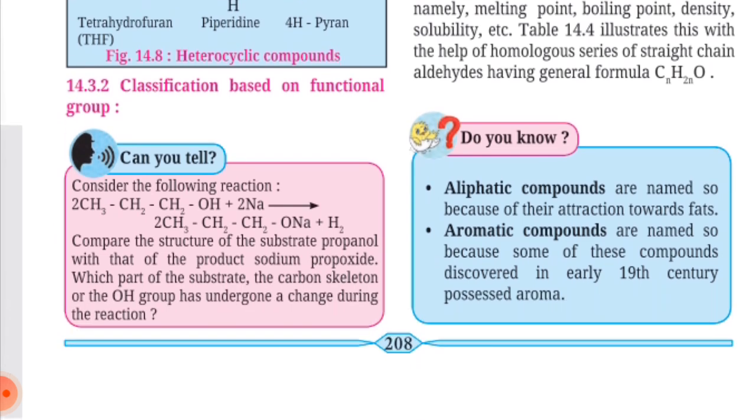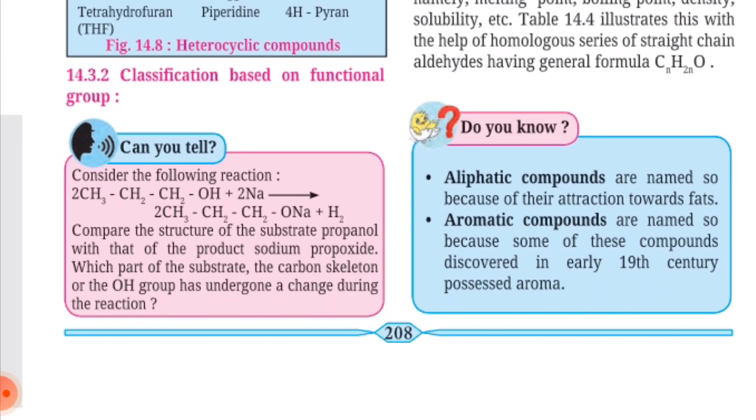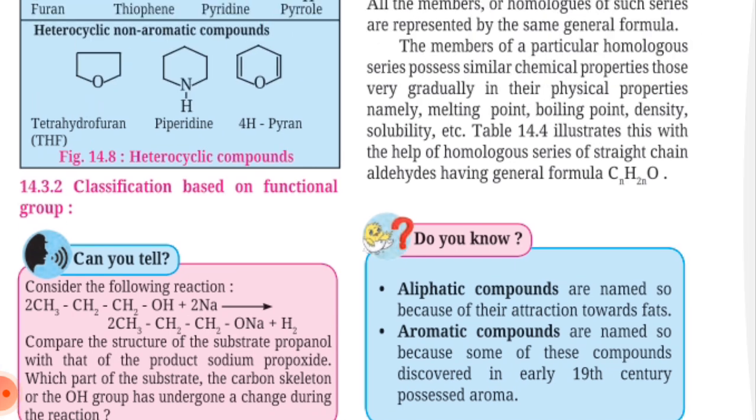Classification based on functional groups. Can you tell? Consider the following reaction: 2 moles of propanol react with 2 moles of sodium to give 2 moles of CH3CH2CH2ONa plus H2. Compare the structure of the substrate, propanol, with that of the product, sodium propoxide. Which part of the substrate, the carbon skeleton or the OH group, has undergone a change during the reaction?